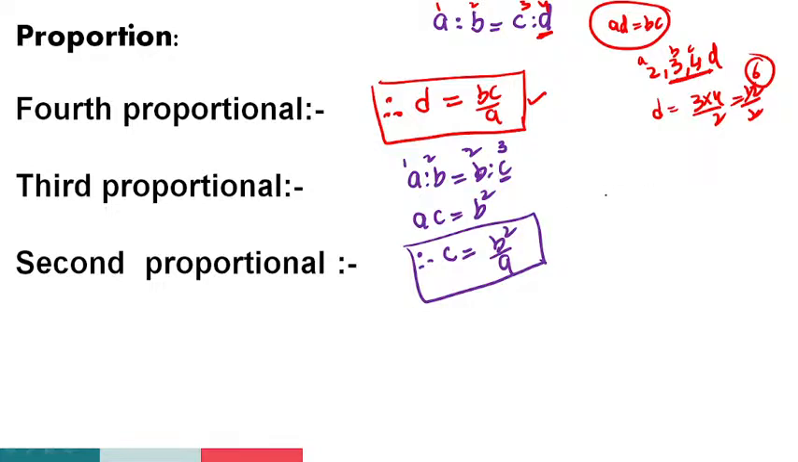For example, 2, 4. Find out the third proportion. A, B, C. C value we don't know. We have to find out the C value. What is the formula? C is equal to B square by A. B square is 4 square, 4 square is 16, 16 by 2. 2 eights are 16. C value is 8. Just remember the third proportion formula.